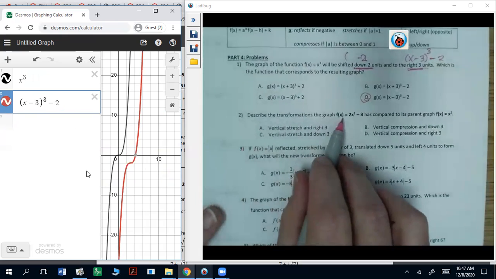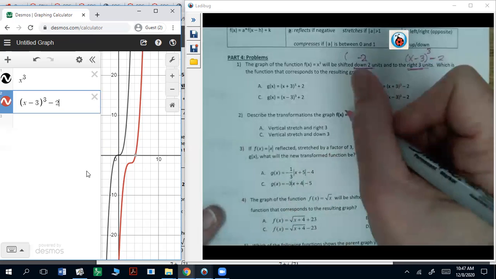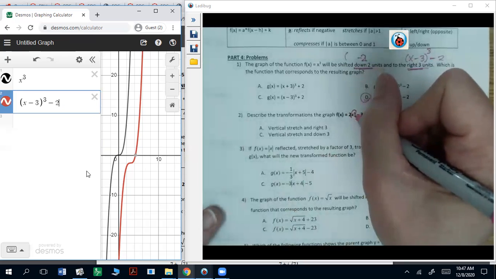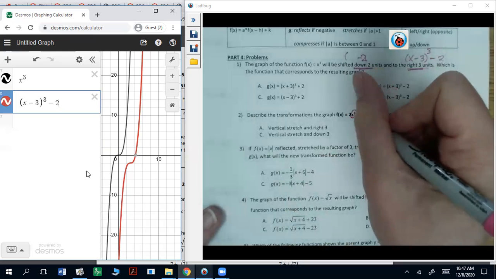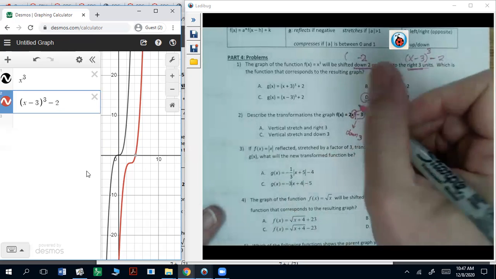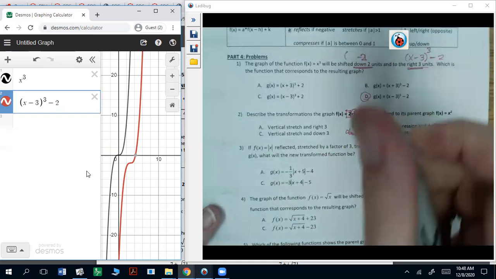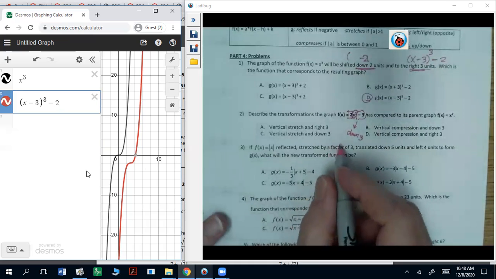Number 2, describe the transformation of the graph 2x squared minus 3 compared to x squared. Well, let's start by, does it go right or left? No, because it doesn't have parentheses. But it does go down 3. And this 2 is going to make it be stretched out vertically. So it's going to have a vertical stretch, and it's going to go down 3.